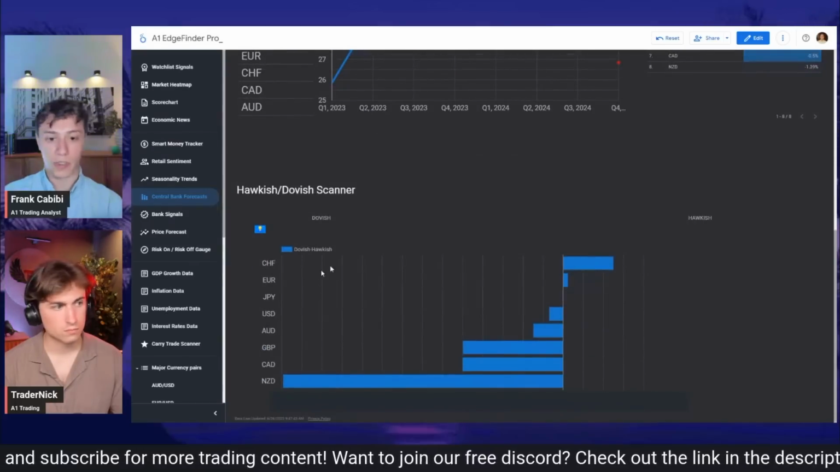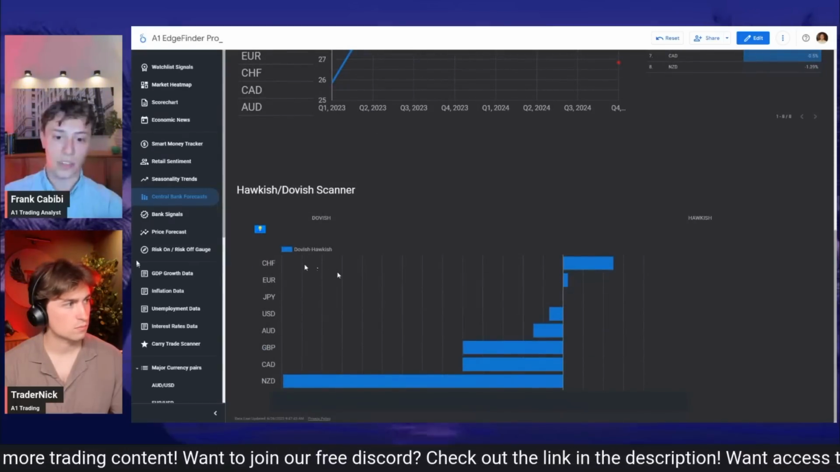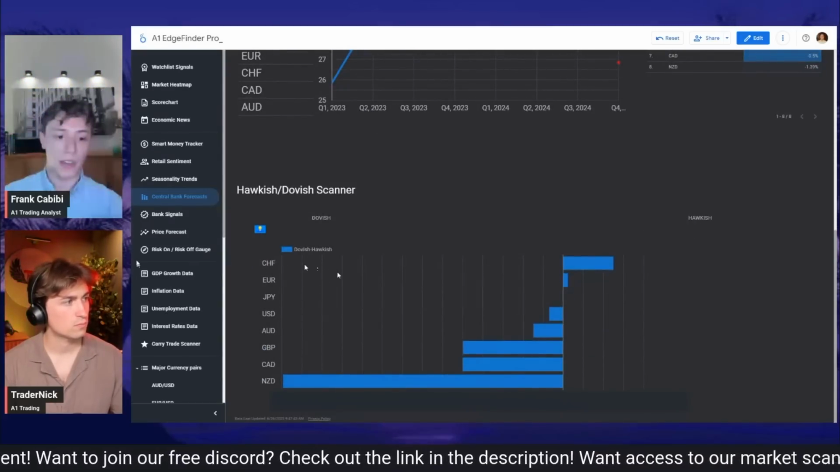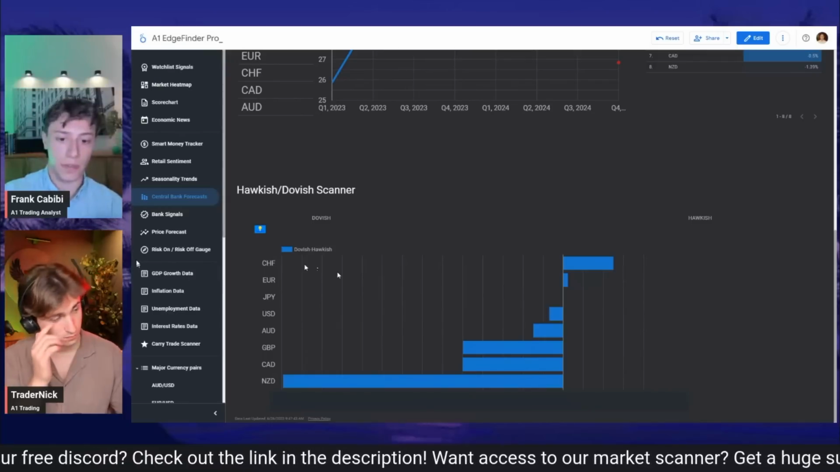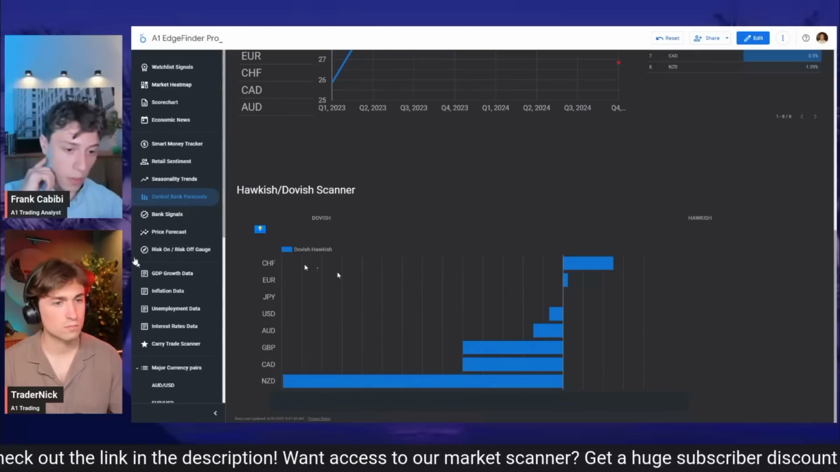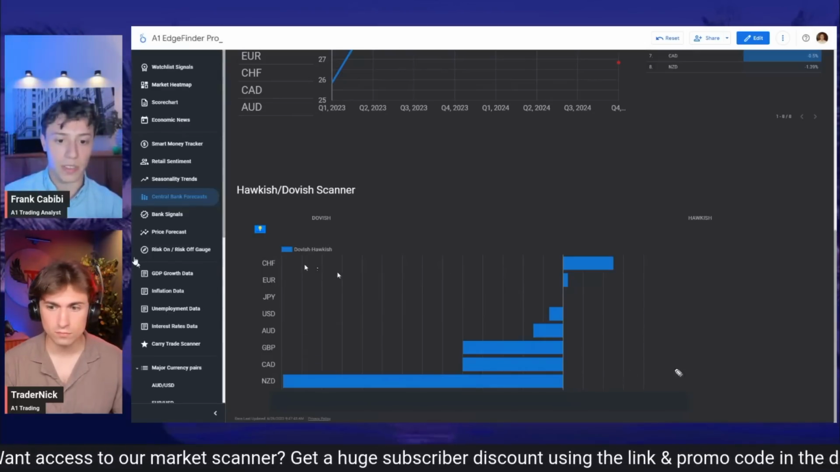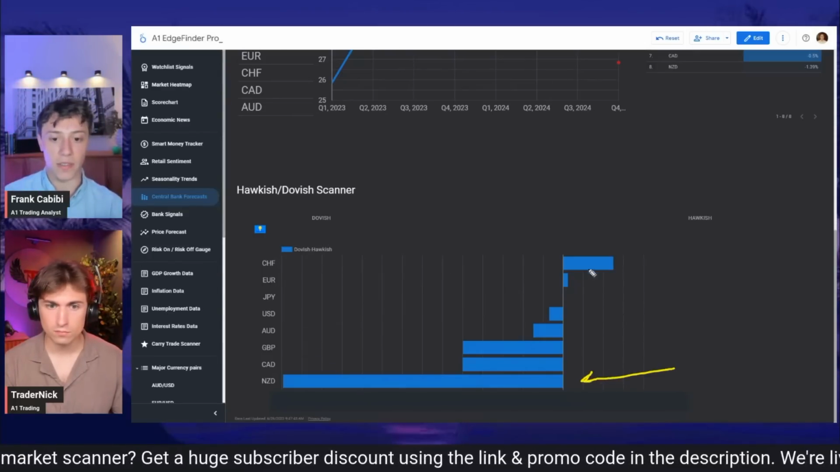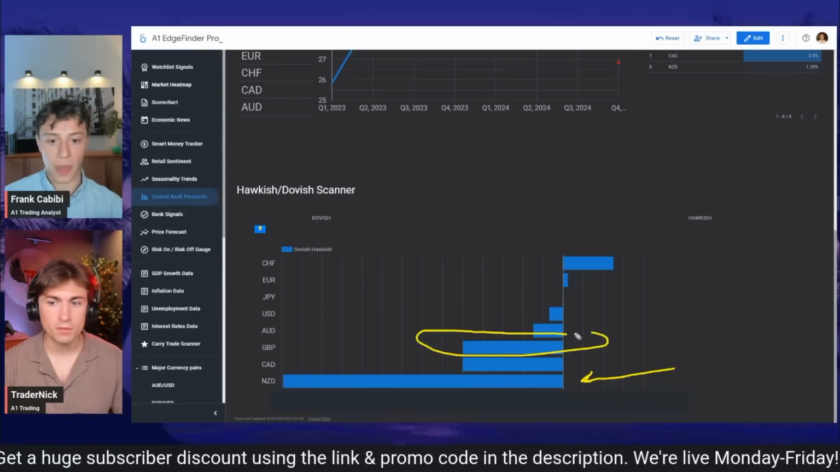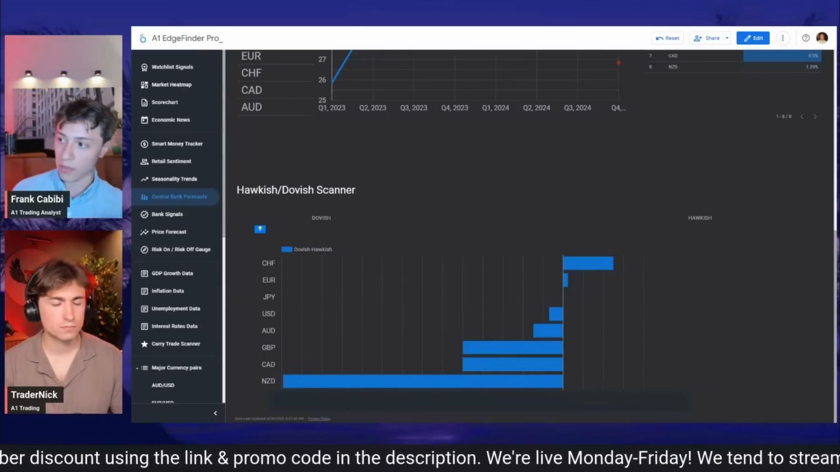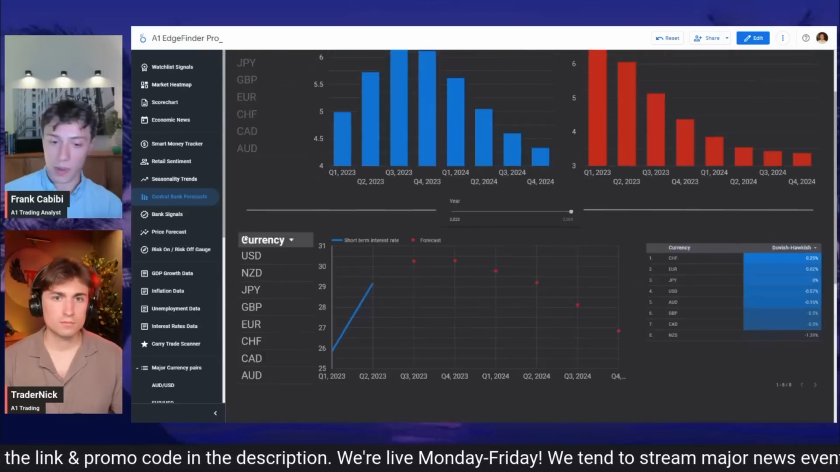So I'm looking at COT and then interest rate projections over time. And you can see on the hawkish dovish scanner, NZD is all the way at the left, which is the extreme dovish signal, whereas pound is a lot less dovish. So looking at just biases and price action overall, it looked like a decent setup for me.